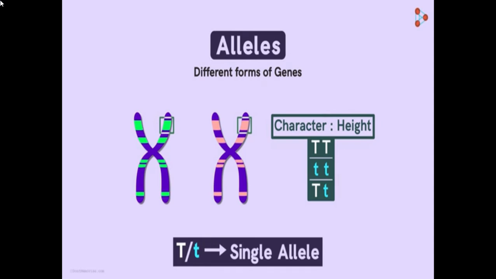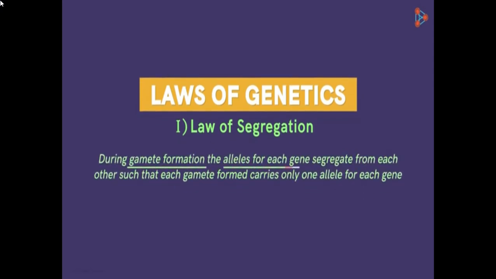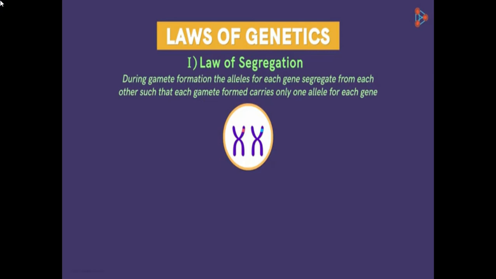Now that we know what alleles are, let's try to understand the law. There are different definitions you will find for this law, but let's pick the simplest one. It says that during gamete formation, the alleles for each gene segregate from each other such that each gamete formed carries only one allele for each gene. It may still sound a bit confusing. To understand this, let's take a simple example. Let's assume we have this single cell with only 2 chromosomes in it. The chromosomes have a set of genes Cc for the skin color in an individual.